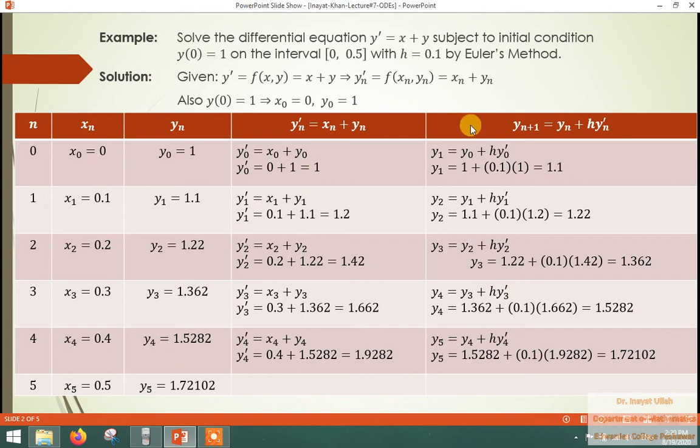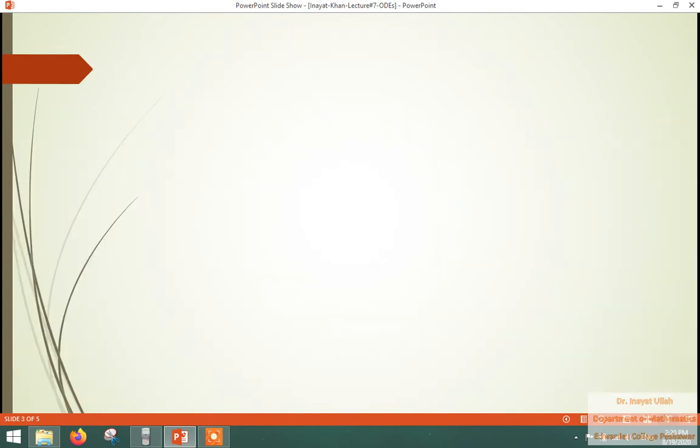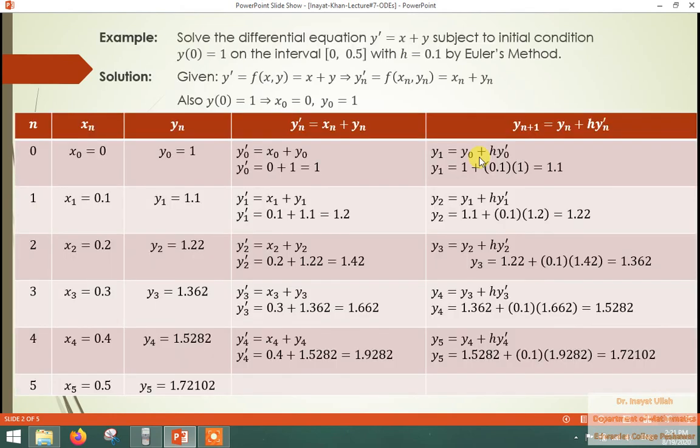Now the last column contains the formula for Euler's technique, Euler's method. So writing here the Euler's formula, yn plus 1 is equal to yn plus h times yn prime, and because n is equal to 0, replacing n by 0, you will get y1 is equal to y naught plus h times y naught prime. That is y1.